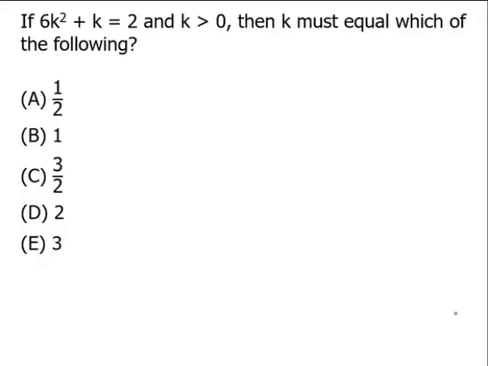If 6k squared plus k equals 2, and k is greater than 0, then k must equal which of the following? Well, that is a k squared, so that's a quadratic. The first step in solving a quadratic is always get everything on one side equal to 0. So we have 6k squared plus k minus 2 equals 0. So now we're going to factor this.